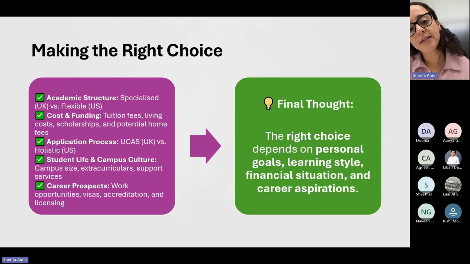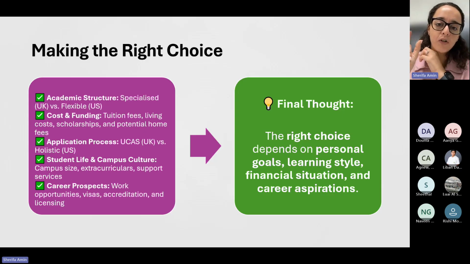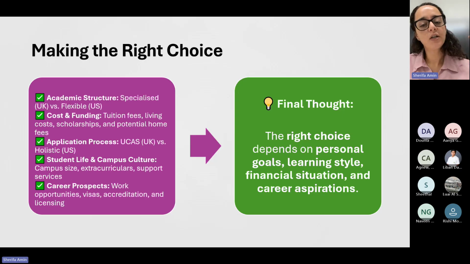So key takeaways are, UK degrees are more structured, career focused, shorter. US degrees, more flexibility, broader education, and more immersive campus experiences.